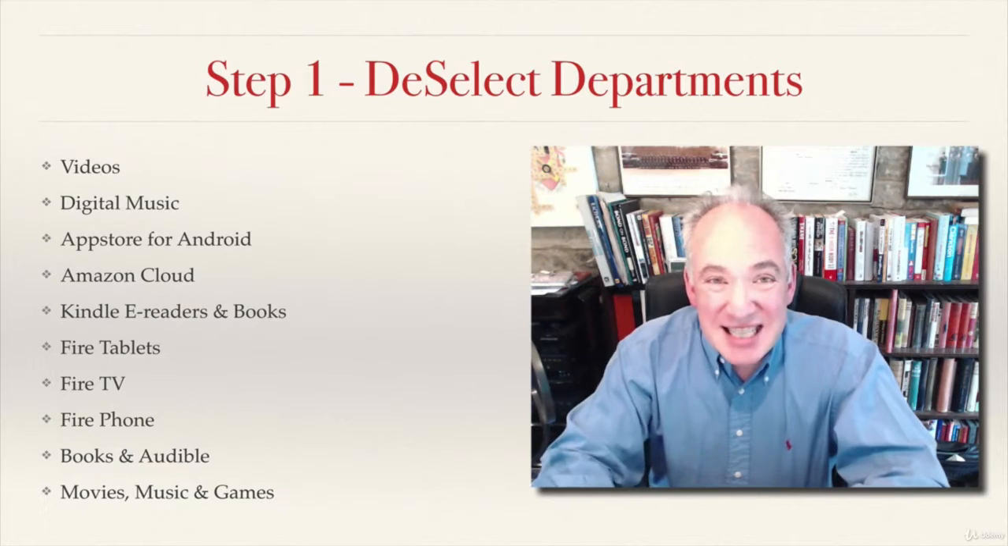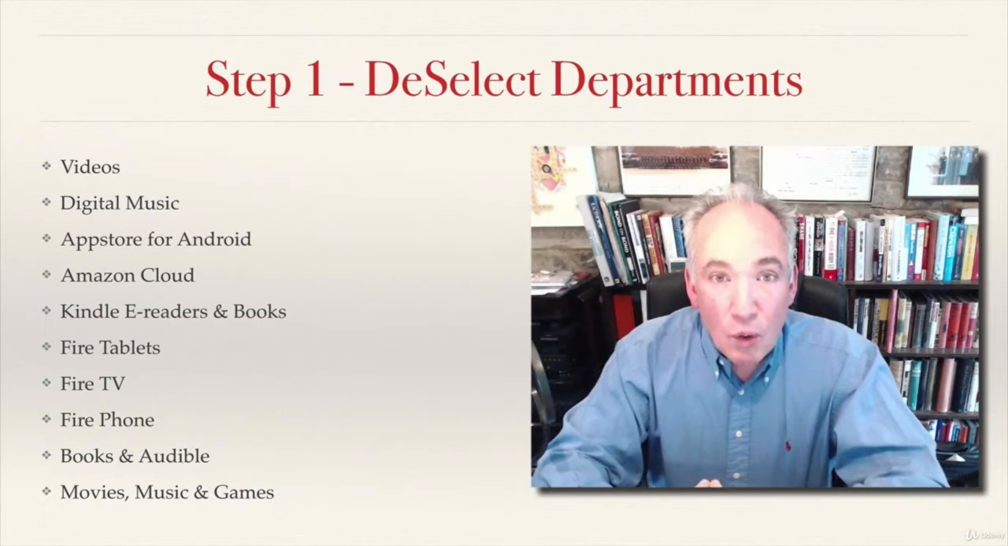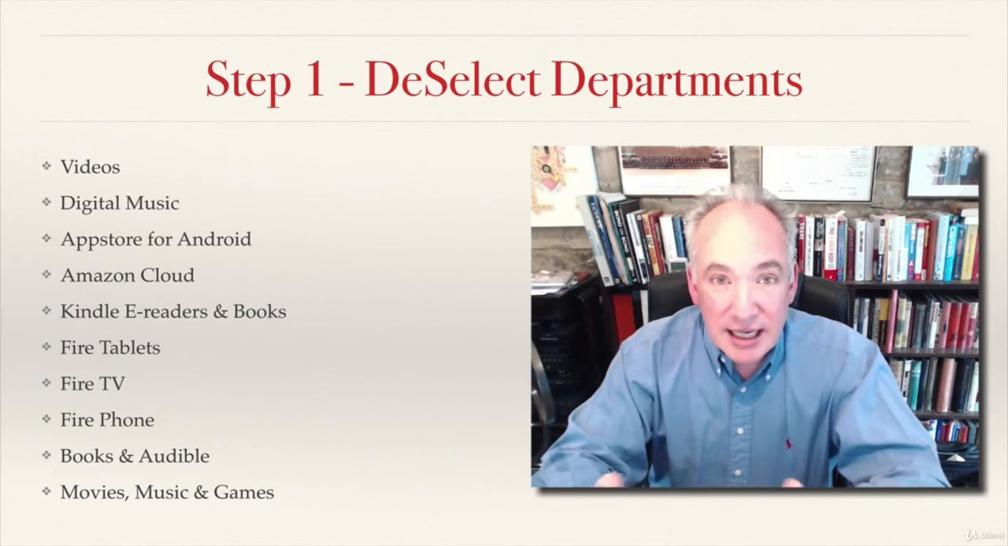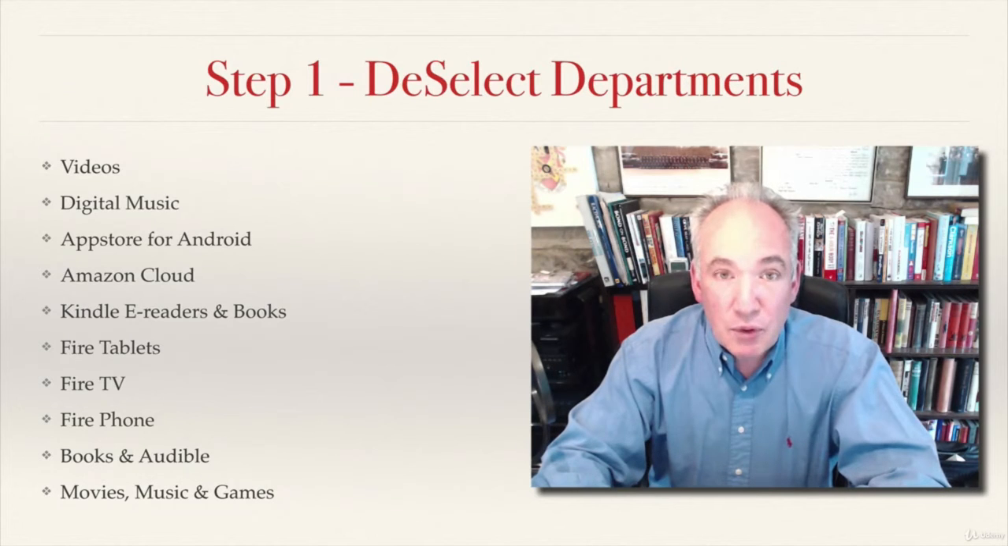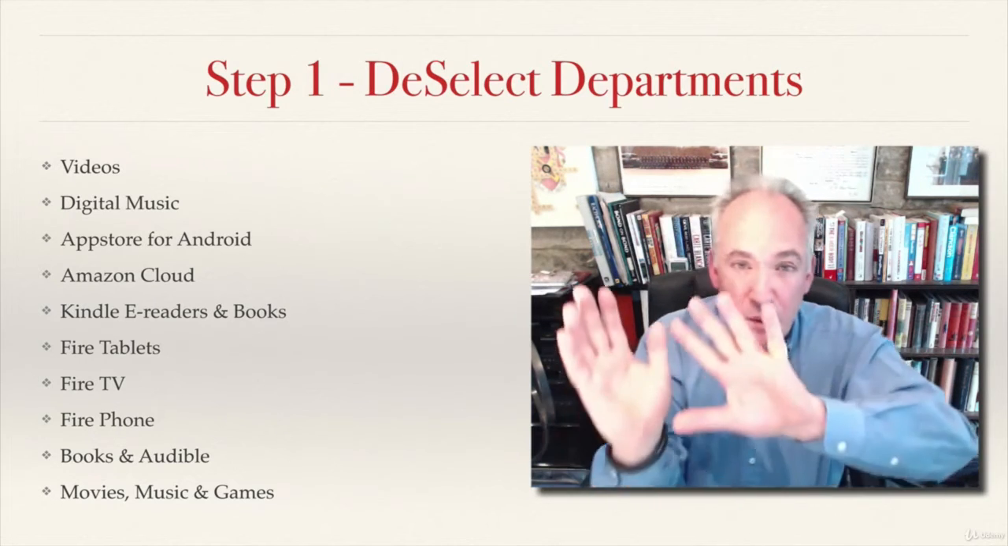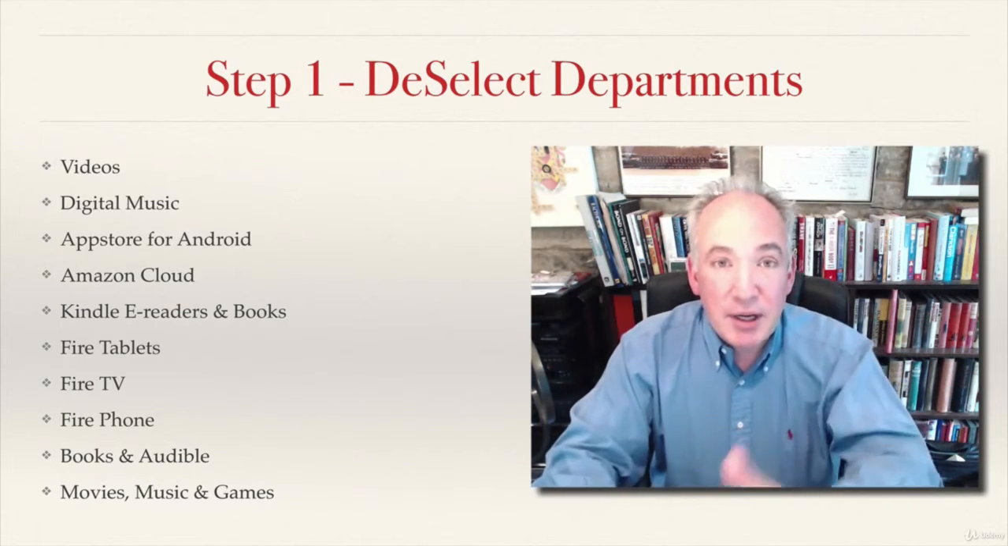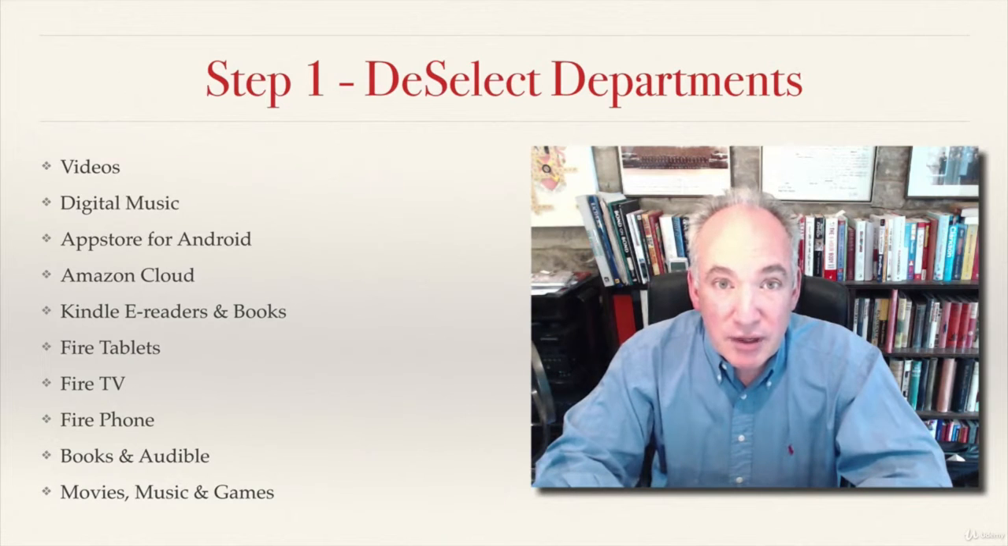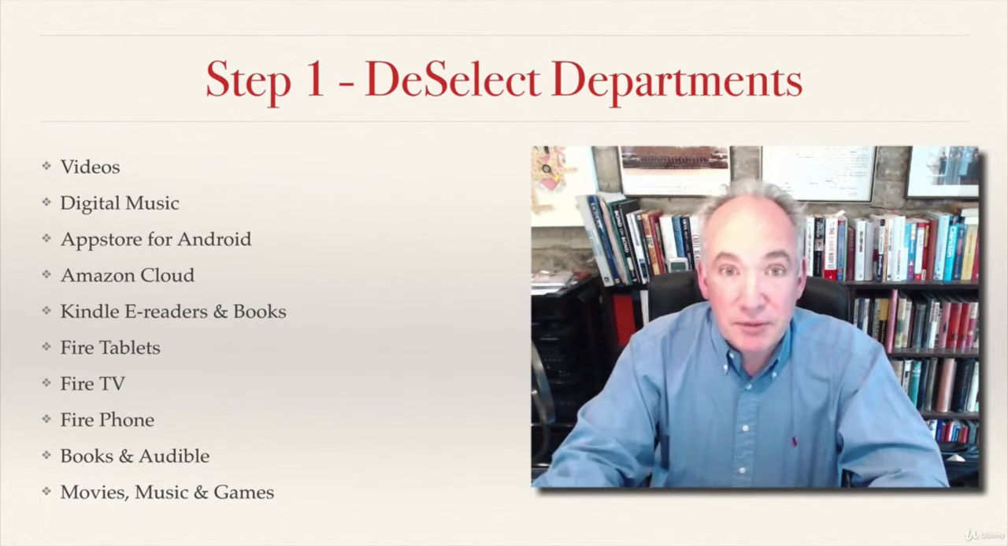Now, the first step in this process, I would suggest, is to deselect all the departments which you know from the start are not going to work. And in my view, they are, again, listed on the screen: videos, digital music, the App Store, Amazon Cloud, Kindle, Fire tablets, Fire TV, Fire phone, books, Audible, movies, music and games. So those are the dead easy ones to say we want nothing to do with that lot, and that probably halves the number of products you need to look at on Amazon, but there are still millions of them.